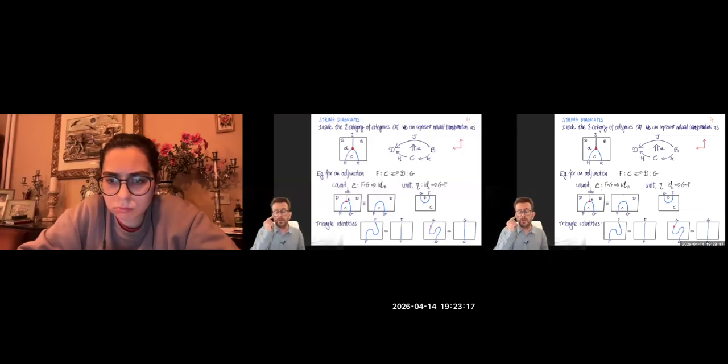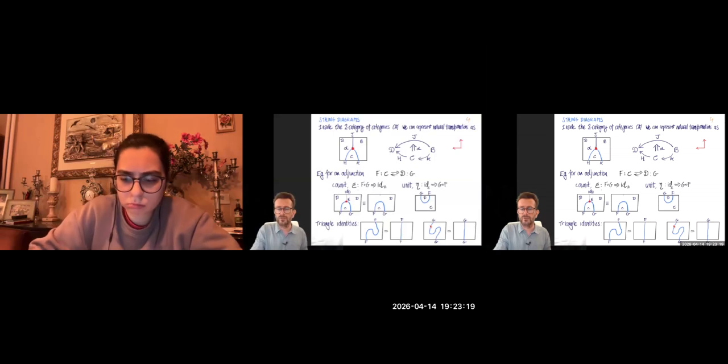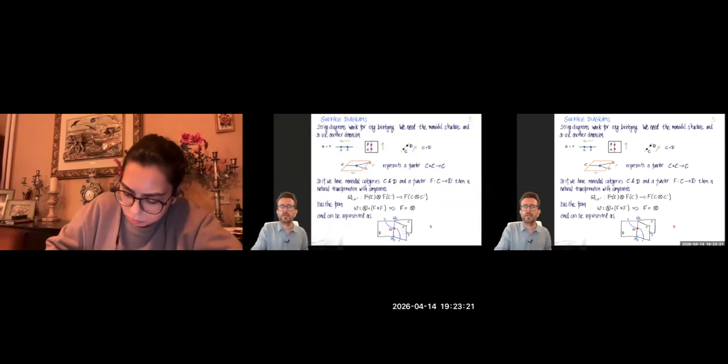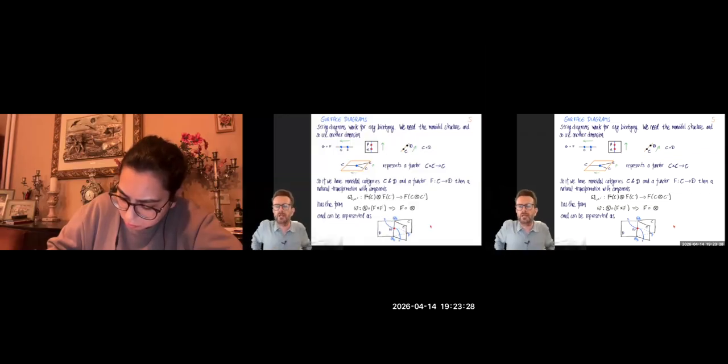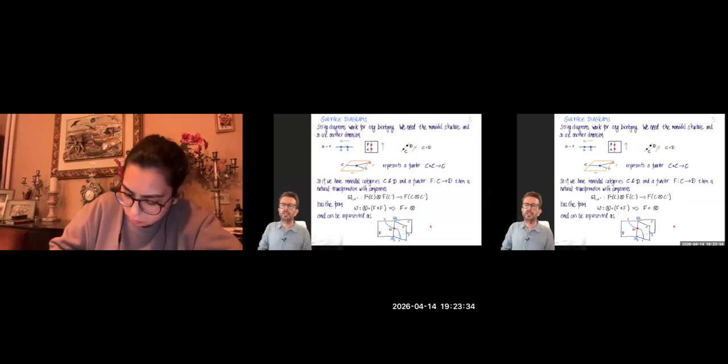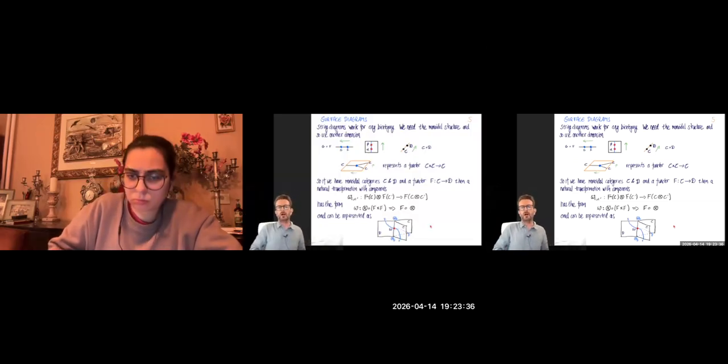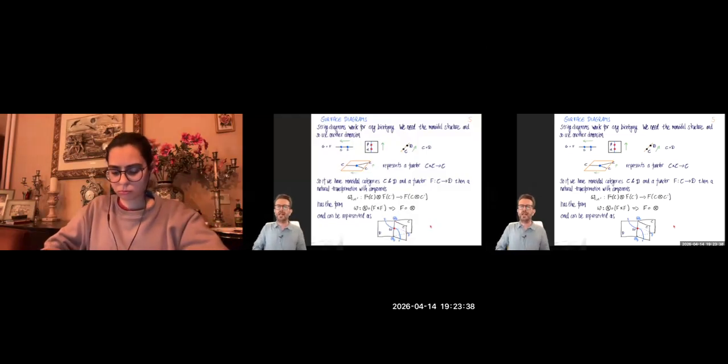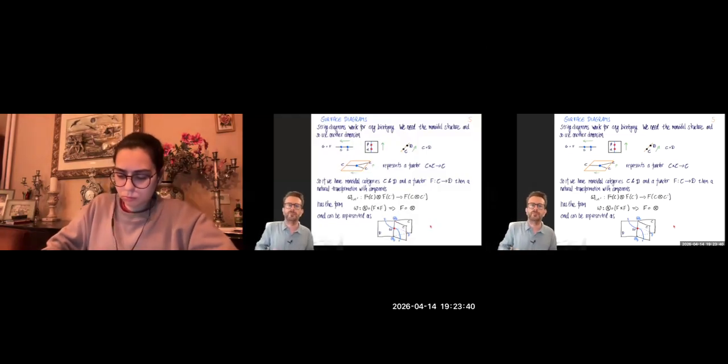Okay, so that's a quick run into string diagrams, because we're going to get more complicated. We're going to talk about surface diagrams now. So string diagrams will work for any bicategory. I was talking specifically about the 2-category of categories, functors, and natural transformations here, but we're going to use the monoidal structure, and so we're going to use another dimension.